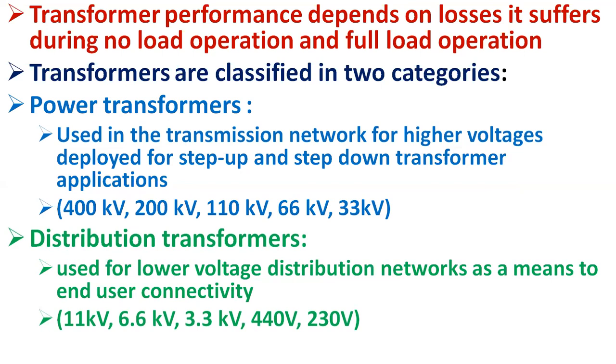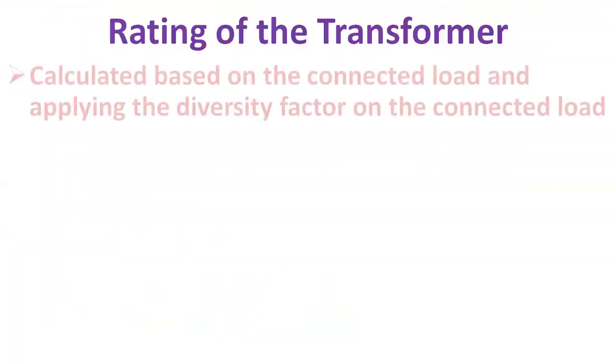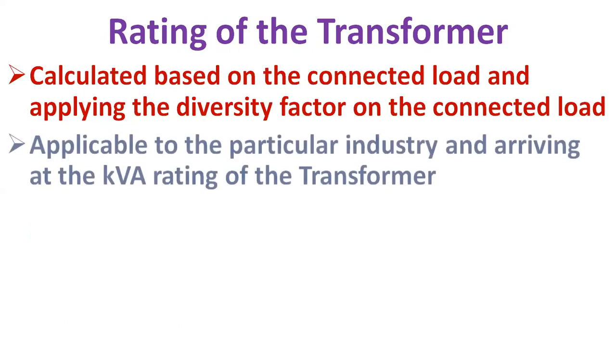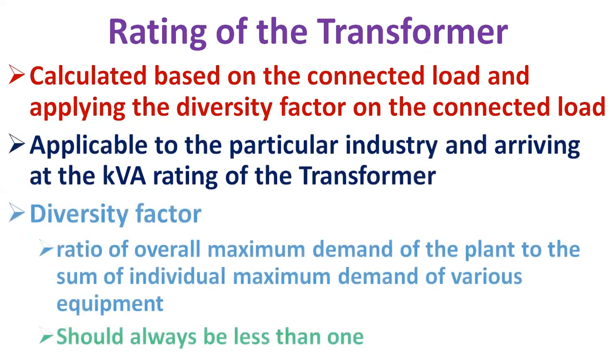The rating of the transformer is calculated based on the connected load, applying the diversity factor applicable to the particular industry, and arriving at the kVA rating of the transformer. The diversity factor is defined as the ratio of the overall maximum demand of the plant to the sum of the individual maximum demands of various equipment. The diversity factor varies from industry to industry and depends on various factors such as individual loads, load factor, and future expansion needs of the plant. The diversity factor should always be less than 1.